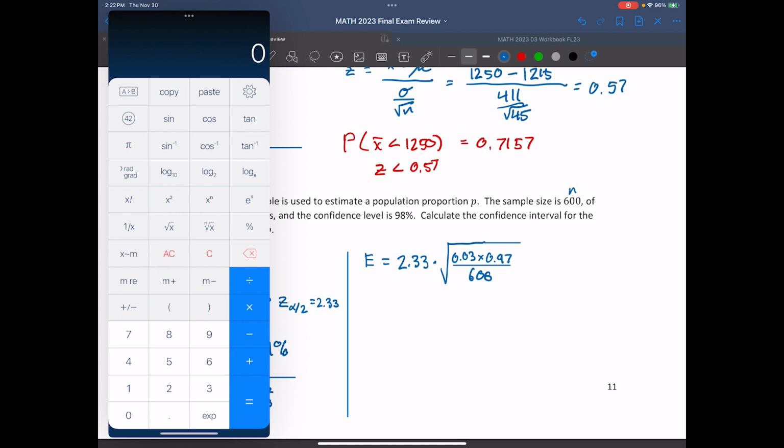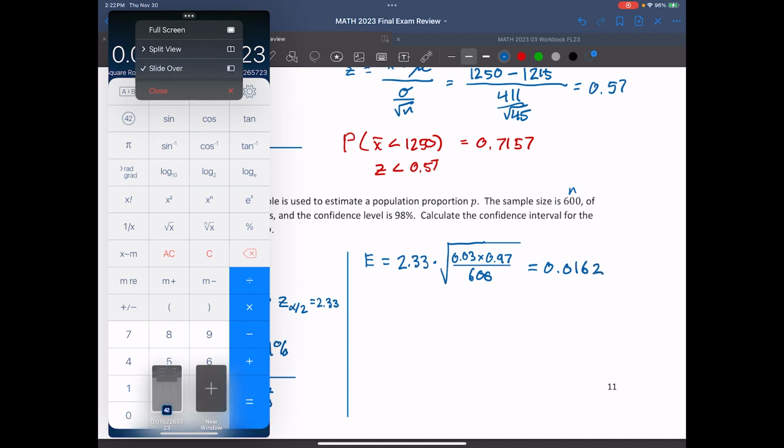Grab my calculator here. Let's see what we got. 0.03 times 0.97. That's the numerator inside. Divide that by 600, hit the square root button, and multiply by 2.33. I end up with an error of 0.0162.